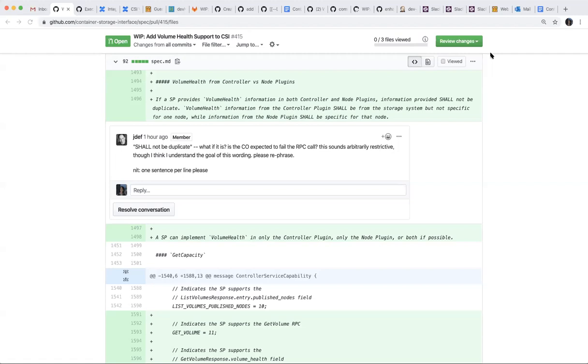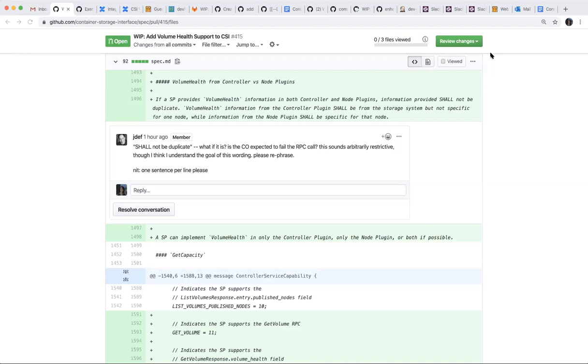If someone wrote one for LVM, how do you do dynamic provisioning if you don't have a controller plugin? It doesn't, so there's no dynamic provisioning. Correct. And you can even have things like NFS plugins that don't do dynamic provisioning, and they would only have a node plugin. The existing NFS driver does not have a controller plugin. But a driver like that can't get health information, because NFS doesn't provide health information. So maybe that's okay, right?